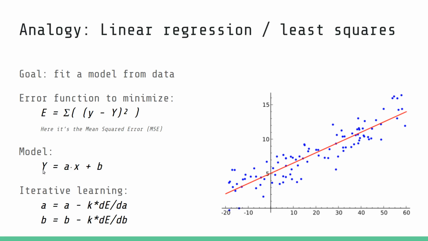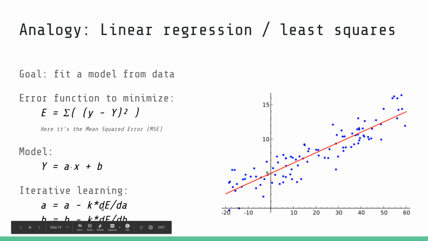So a model would be the prediction y is some factor of x plus b. So a is the slope and b is the kind of bias here. It's the offset to origin, and a is the slope which multiplies the line. So we could use an iterative learning process.